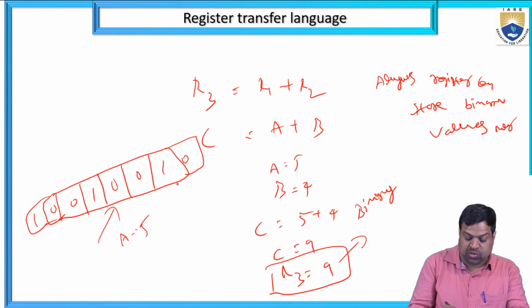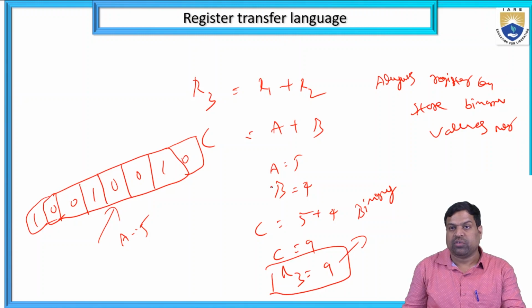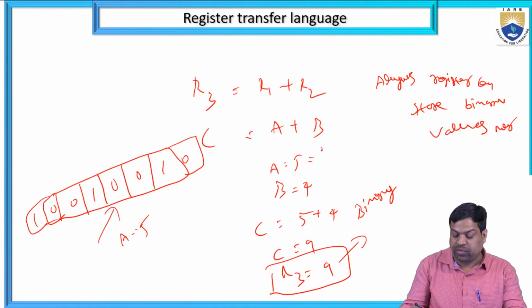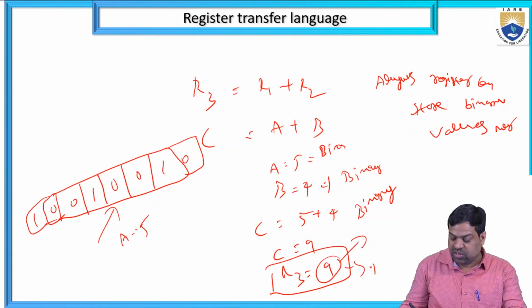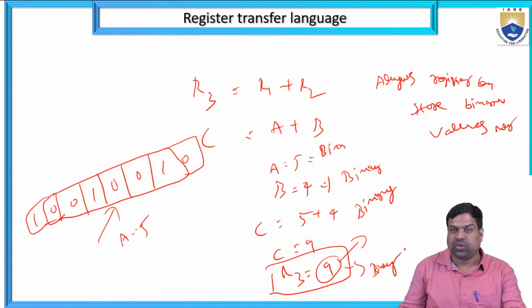So this value will be stored in binary form. A equal to 5, it is in the form of binary only, it will accept. B equal to 4, the binary value only is accepted. And the resultant value also we are storing in the binary form only. So the registers can store in the form of binary only.